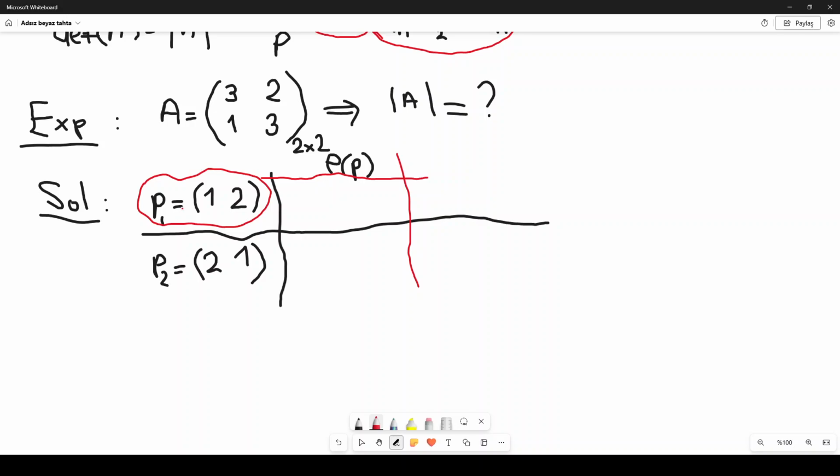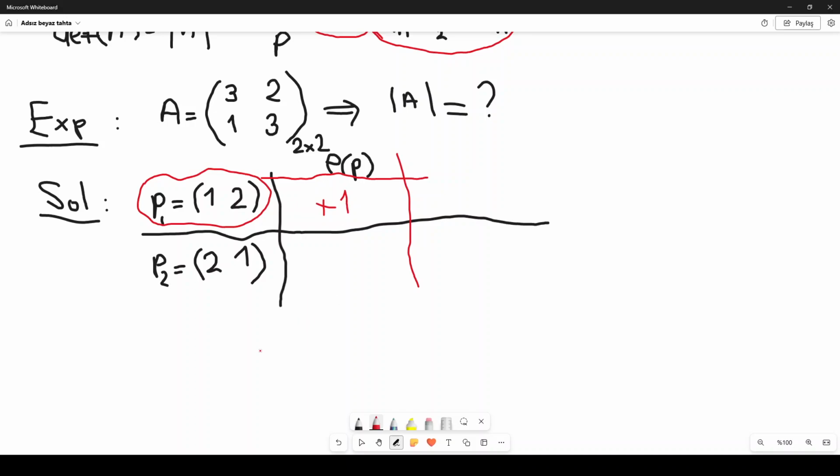So since I have to perform 0 operations, that means 0 is an even number, and since it is an even number, our sign is equal to +1 for the first permutation.